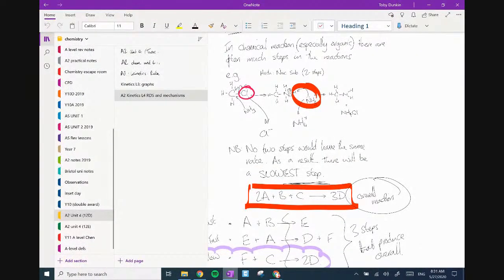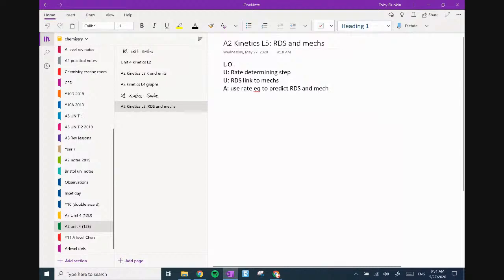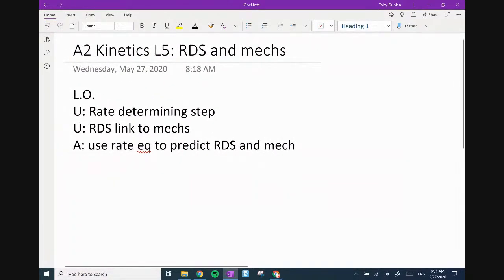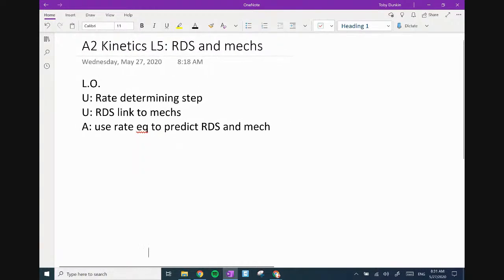Right, so this is where we're up to. You had no homework over the weekend, which was nice because you guys had already finished Kinetics 2, which is fab.